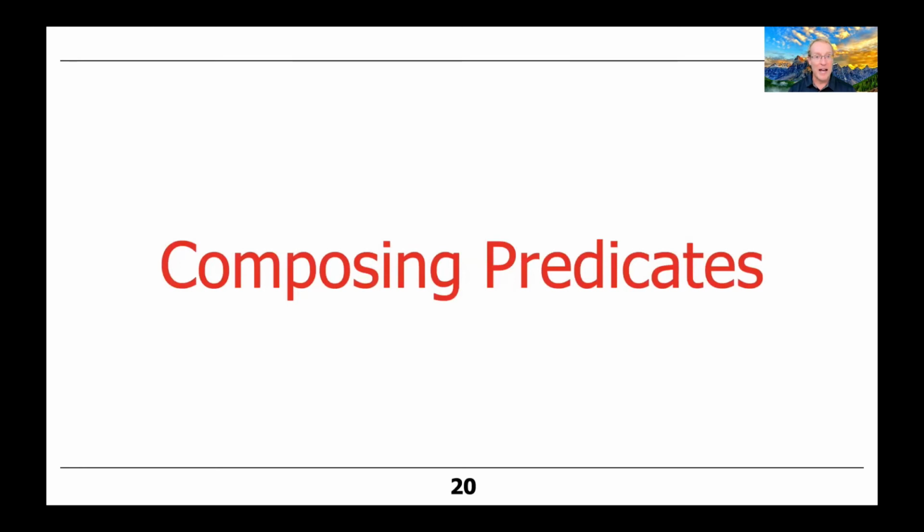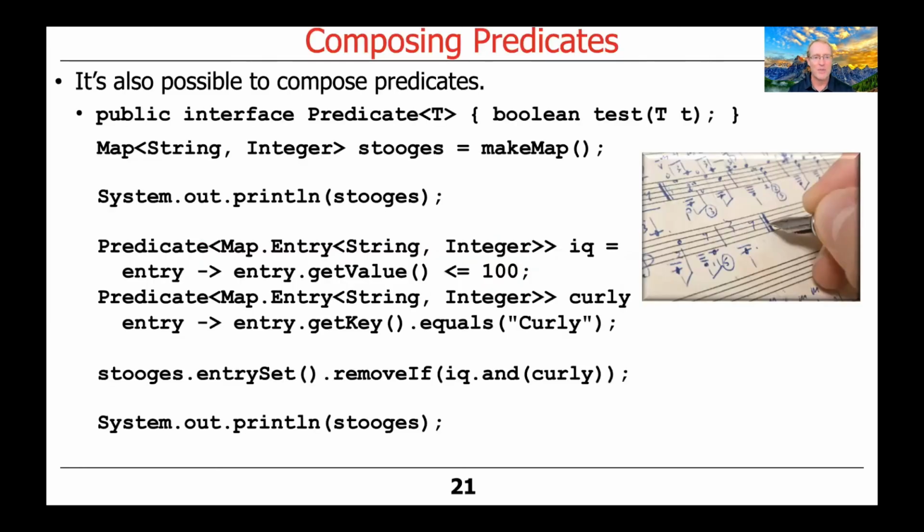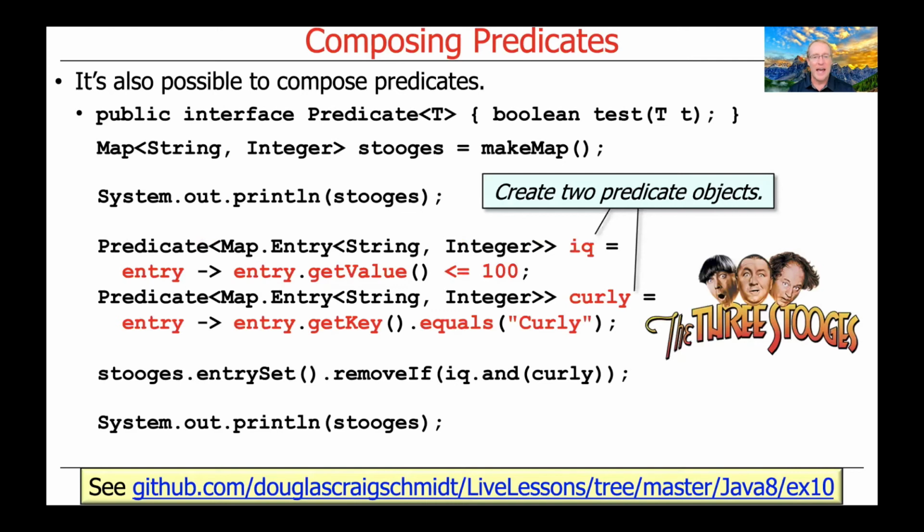Let's now talk a bit about how you can compose predicates, because that's an additional feature that's added with modern Java. We're going to stick with our example of the stooge map. What we're going to do here is create a couple of predicate objects. You can see here that we're going to have one predicate called IQ. And that's going to be bound to this predicate lambda that says, is the entry's value less than or equal to 100? So that's going to be the IQ range that we're interested in.